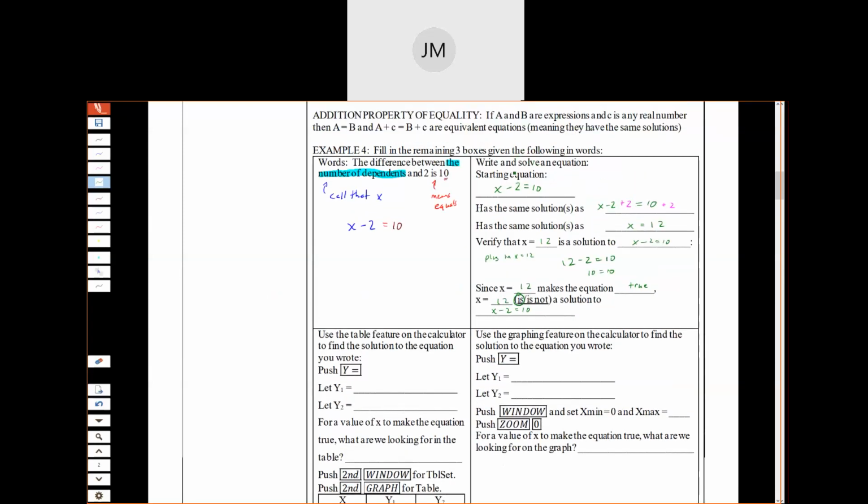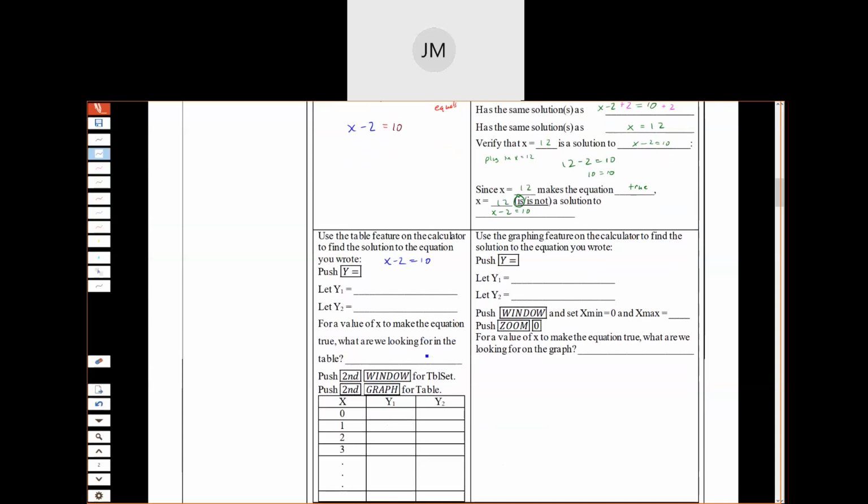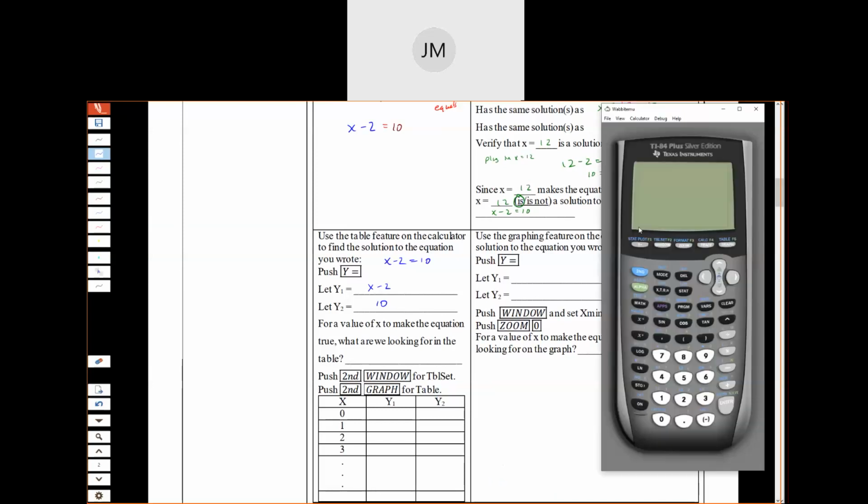What we're going to do when I look at this original thing that I wrote, we're going to start with x minus 2 equals 10. We want to find out when our two expressions are equal to one another. So on my calculator I'm going to say, all right, let y1 equal the first expression, x minus 2, and let y2 equal the second expression, which is 10. Okay, so I'm going to do that on my calculator. So I go to the y equals, and get rid of the stuff that we had before. So I'm going to put x minus 2 as my first expression, the y1, and 10 as the second one.